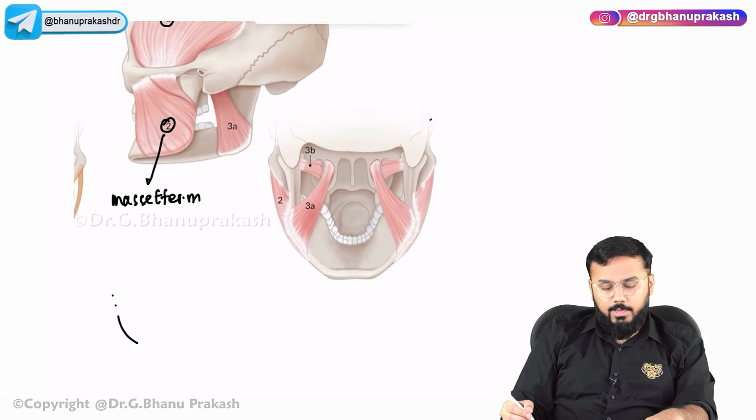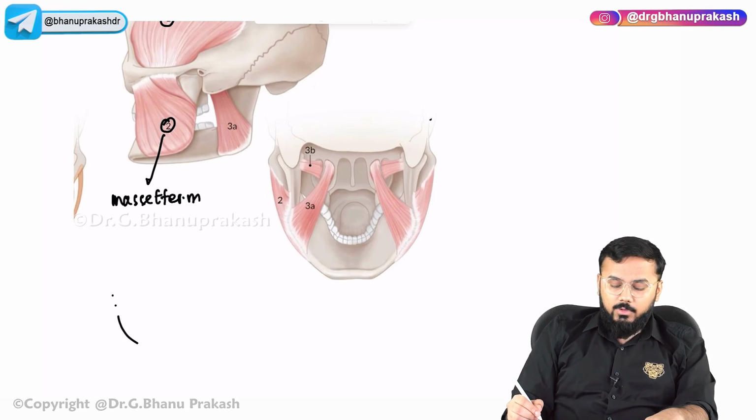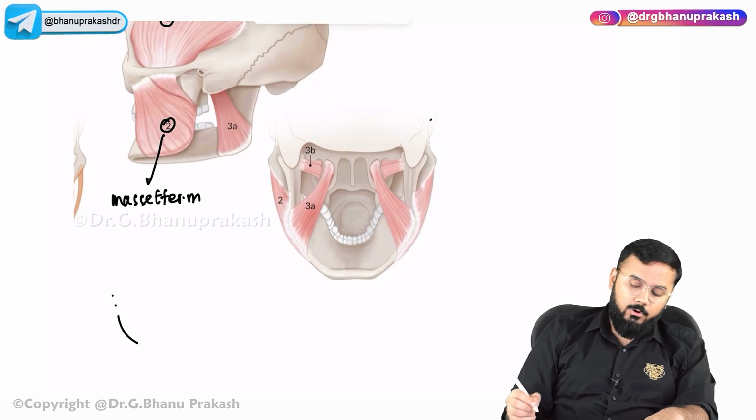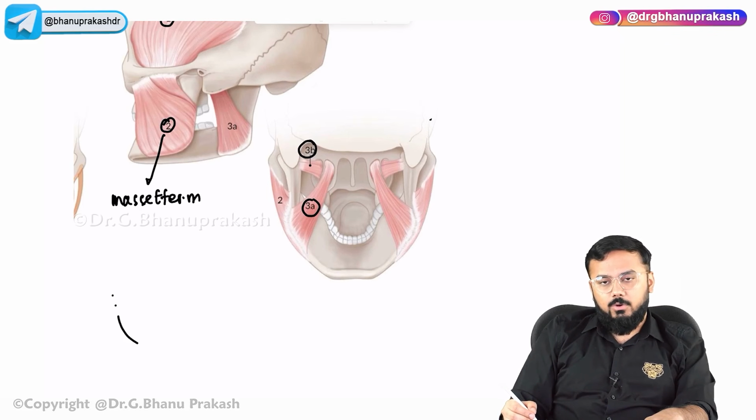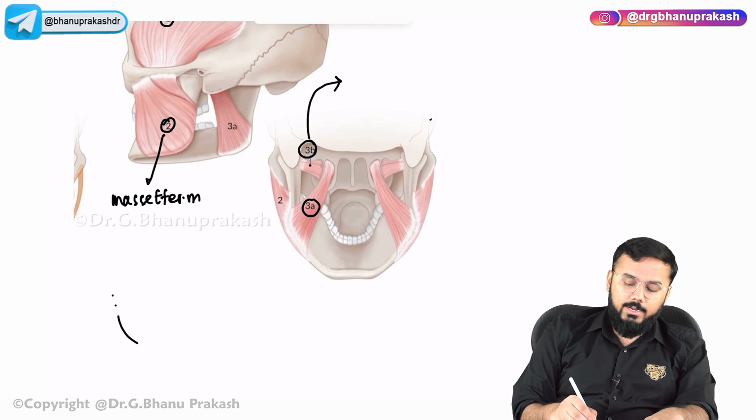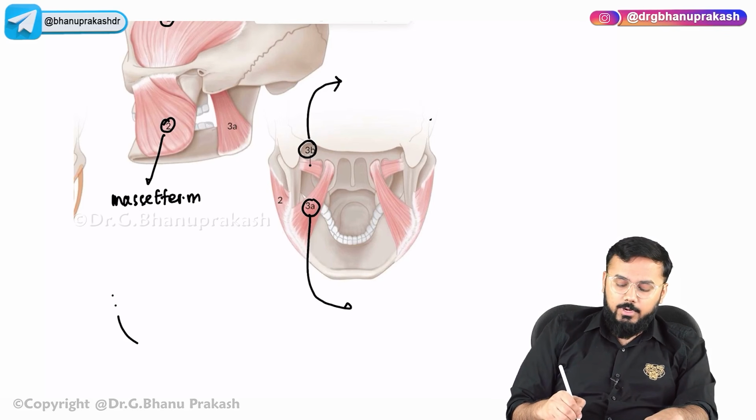Masseter muscle. Okay, if you are looking from the back, what are these muscles over here? We have to discuss lateral pterygoid and medial pterygoid. Now 3B and 3A, which are located medially, which are located laterally? Obviously 3B is located laterally, 3A is located medially.